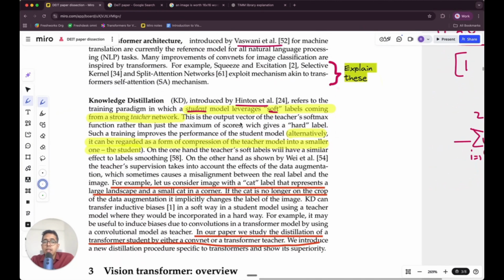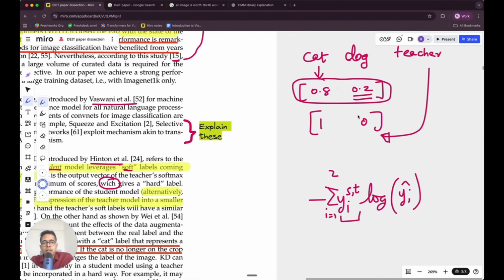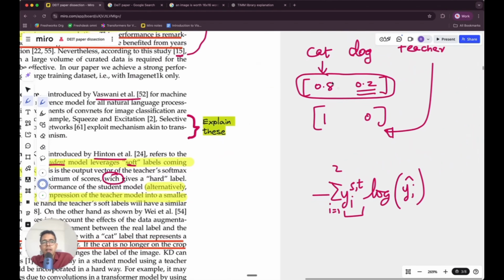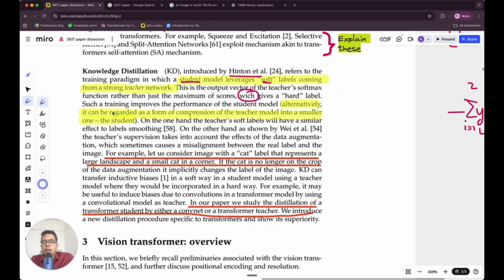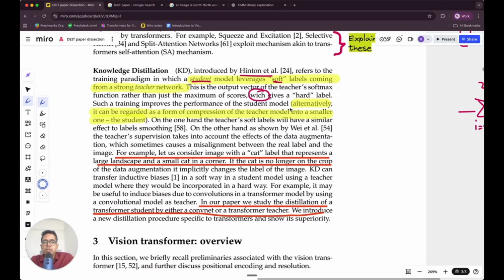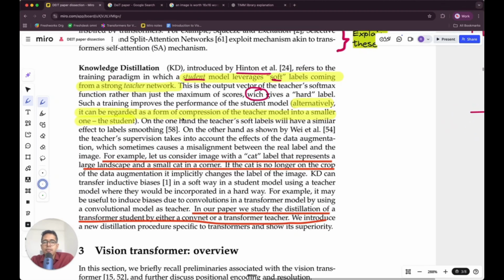This is the output vector of the teacher's softmax function rather than just the maximum scores, which gives a hard label. There is an H missing here. So maximum scores give a hard label like this. 1, 0 is just a hard label, but this is a soft label. Such a training process improves the performance of the student model. Alternatively, it can be regarded as a form of compression of the teacher model into a smaller one, the student. Basically, compressing whatever the teacher understood just by teaching the student what the teacher thinks for a given data point.